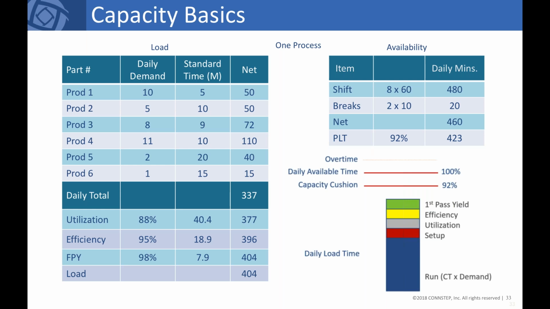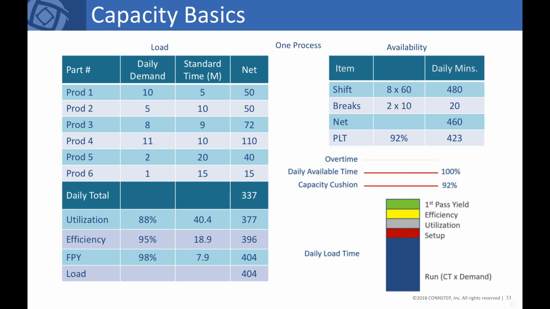And I mentioned we multiply the daily demand times the standard time to get the total time by product. So obviously 10 times 5 is 50 minutes. So we have here a grand total of 337 minutes for all the products they plan on making that day.